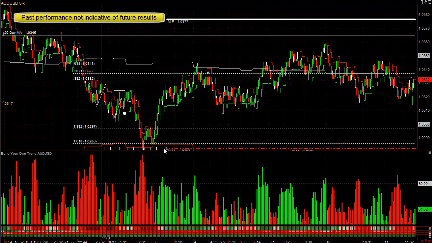And usually when currencies are weak and they come back up to the hourly moving average, the first time they hit the hourly, they almost always find resistance there as traders are looking to sell there.